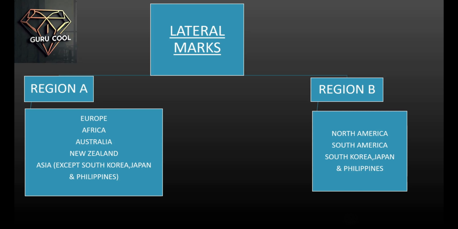Lateral marks are not the same everywhere. So this whole earth is divided into two regions, region A and region B. In region A, we have Europe, Africa, Australia, New Zealand, and the whole of Asia except these three countries, which are South Korea, Japan, and Philippines. And in region B, we have North America, South America, and these three Asian countries.